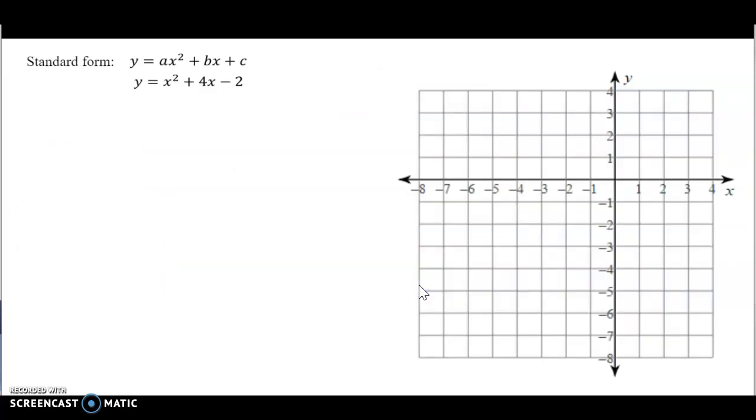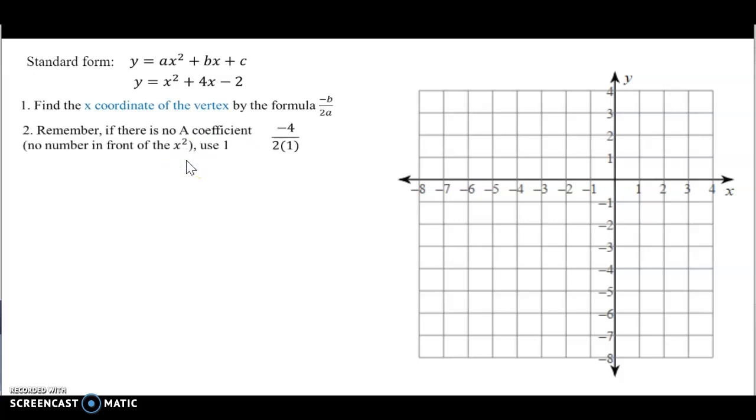Alright, so the standard form. If you are given the equation in standard form, how do we graph this using this method? Well, do we know how to figure out the vertex? Yes, because we know the formula -b/2a. We've talked about how we derive that. So then we quickly plug those numbers in.